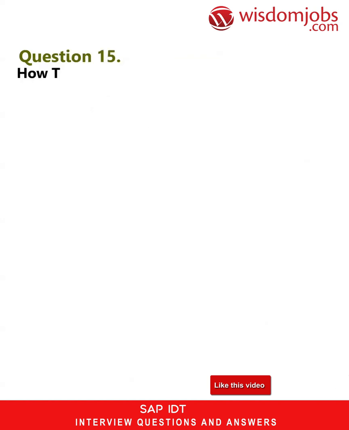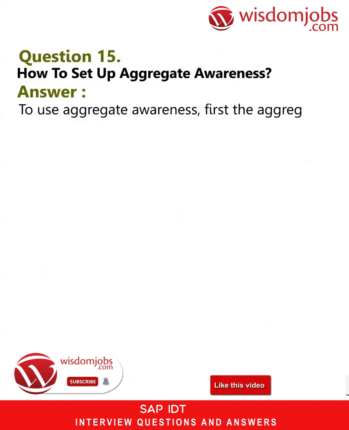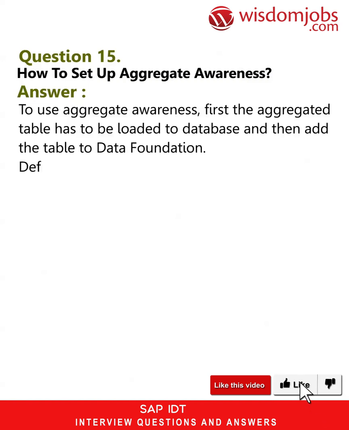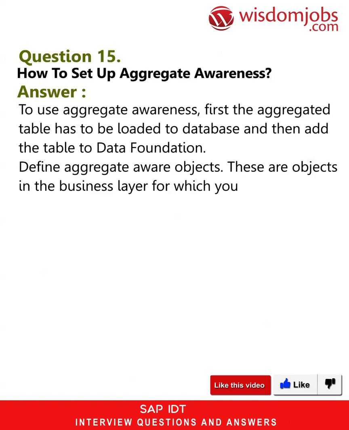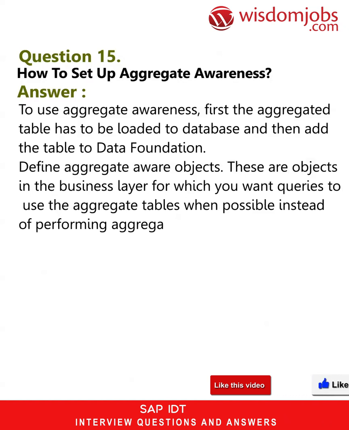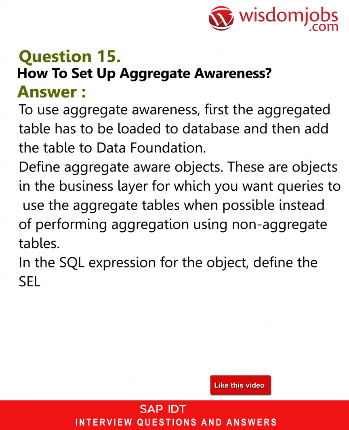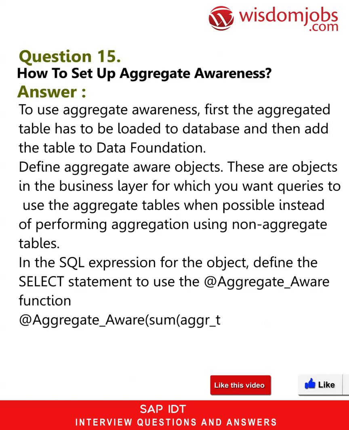Question 15. How do you set up aggregate awareness? Answer. To use aggregate awareness, first the aggregated table has to be loaded to the database and then added to the data foundation. Define aggregate-aware objects. These are objects in the business layer for which you want queries to use the aggregate tables when possible instead of performing aggregation using non-aggregate tables. In the SQL expression for the object, define the select statement to use the @Aggregate_Aware function: @Aggregate_Aware(sum(aggregate_table_1), sum(aggregate_table_n)).